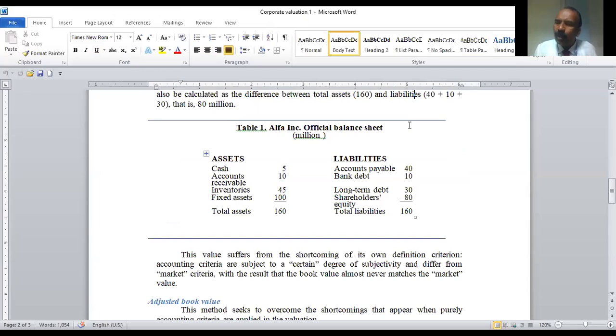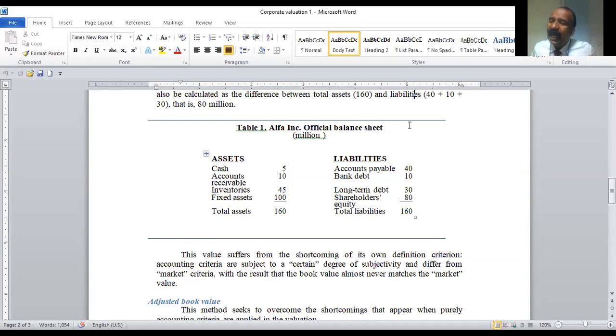This 10 million does not have any market value unless it's a debenture. Debentures or bonds, which are traded in the secondary market, will have a market value. Whereas whatever the company borrows from the bank, the company needs to pay back, so it does not have any market value. Long-term debt, if it is not traded in the secondary market, has 30 million as its market value. Shareholders' equity is a book value.